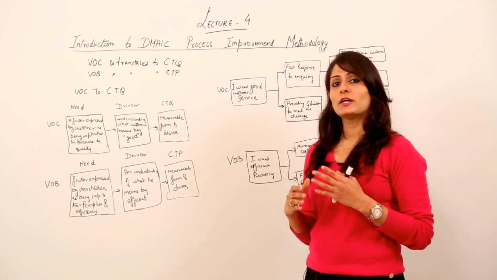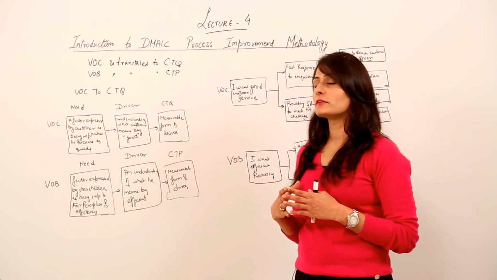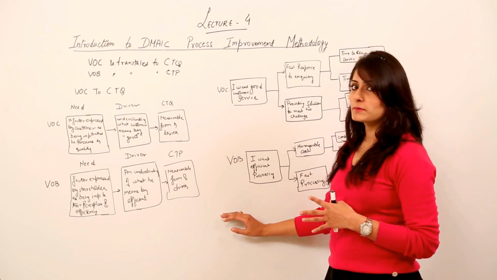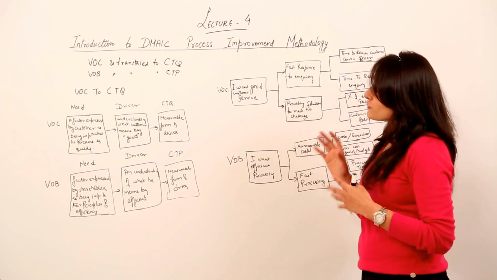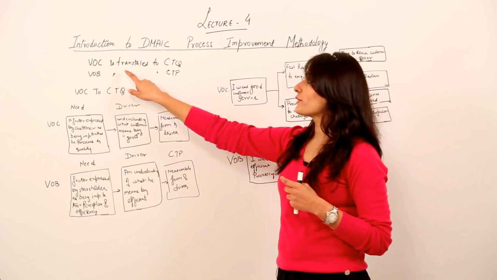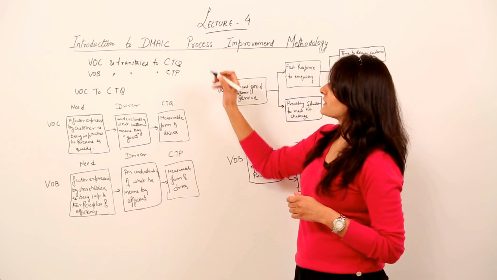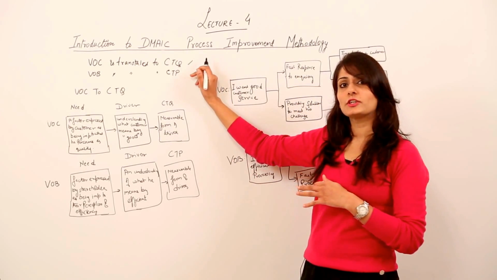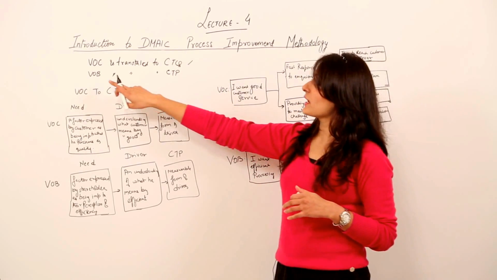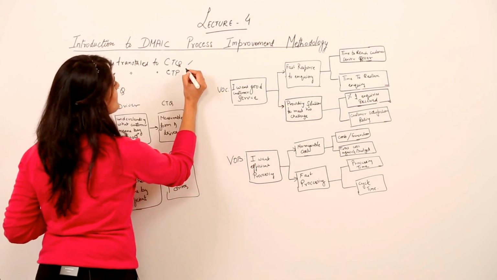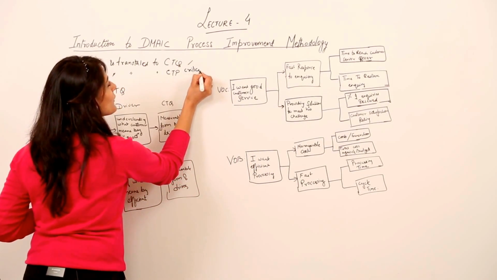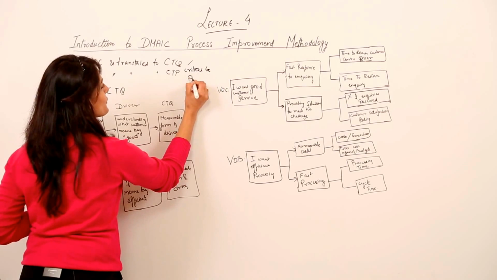I would like to elaborate this concept further by giving you a few examples. So if you look at the board, I have drawn a few charts for you. As you know, voice of customer is translated to CTQ, that is critical to quality. In the same way, voice of business is translated into CTP, that is critical to process.